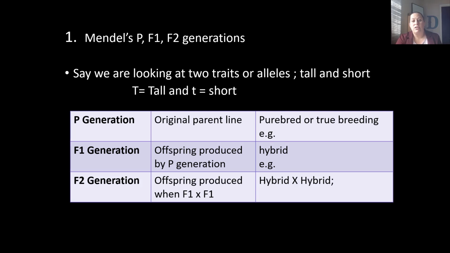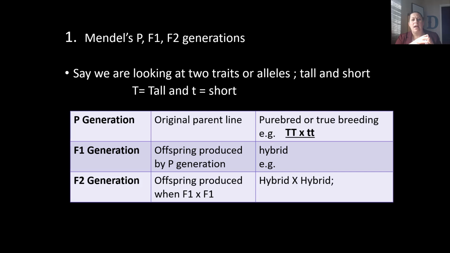So in the parent generation, the original parent line, they took two purebred or true breeding plants. In this particular case, he took a true breeding tall plant, which was big T, big T, and a true breeding short plant, which was little t, little t. And the only way you can see that it's short is if it has the two little t's. Okay, so we have these two true breeding plants, and he was going to mate them.